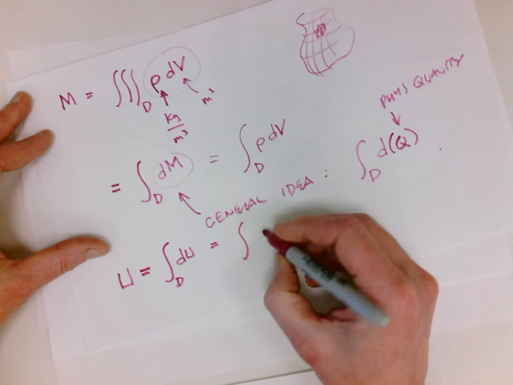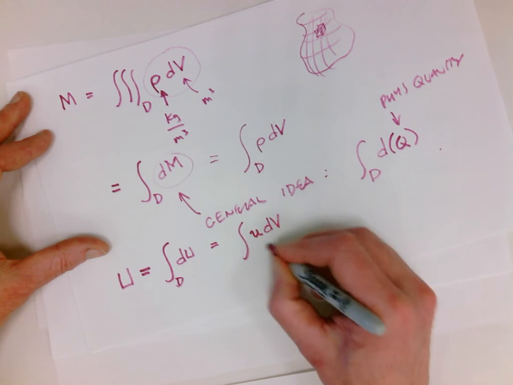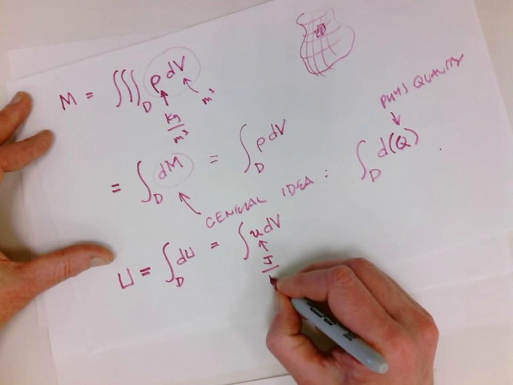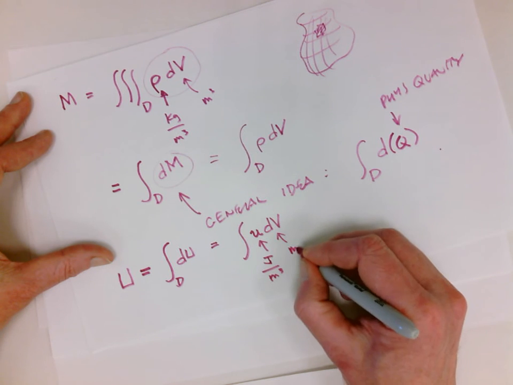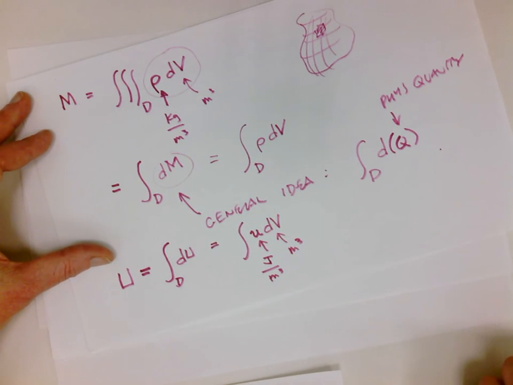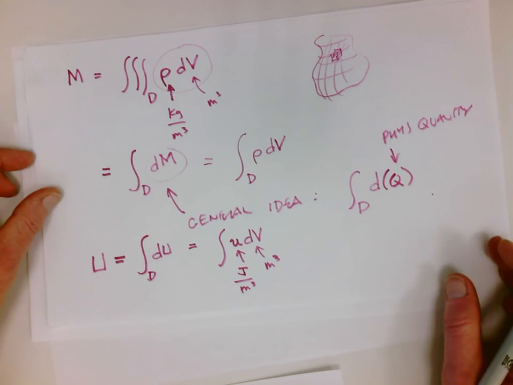And I could write that in more explicit detail as the energy density times dV. So now little u is my energy density in joules per meter cubed, and dV is the volume of the differential element, which has units of meters cubed. So when I add that up, I'm going to get an energy that's the total energy contained in the domain.